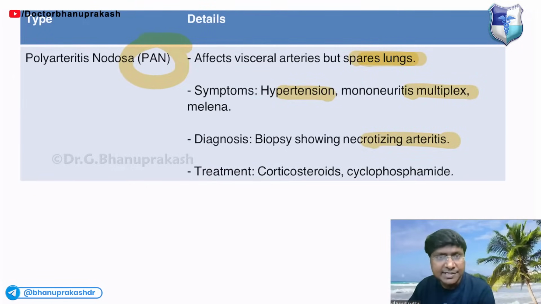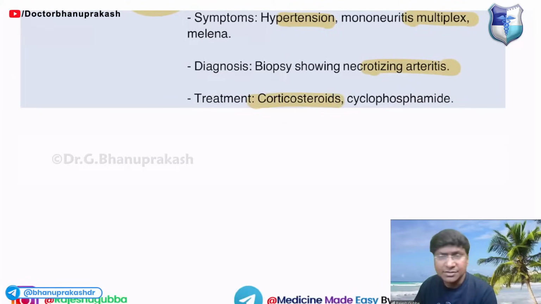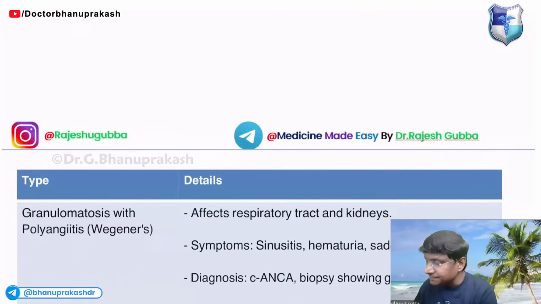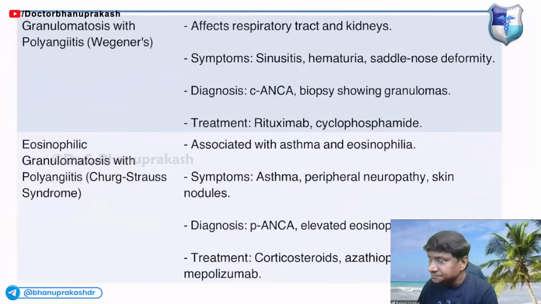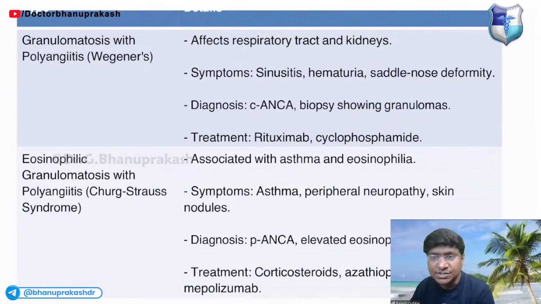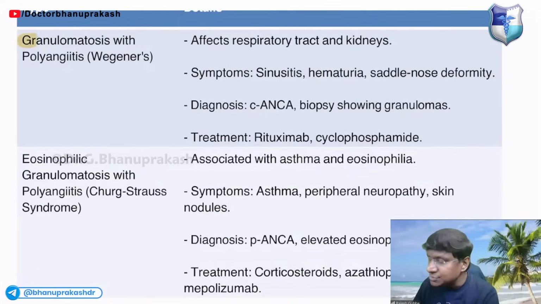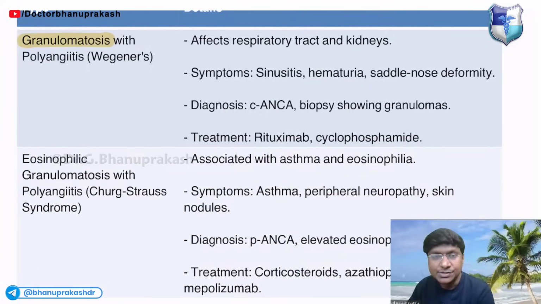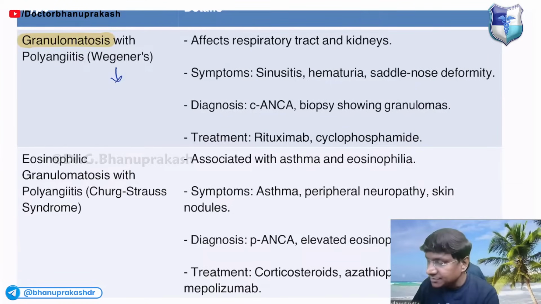How do you treat polyarteritis nodosa? It's an inflammatory condition, an immune-mediated disorder. Corticosteroids should be given, as well as cyclophosphamide. Okay. And another important vasculitis is small vessel vasculitis, that is Wegener's and Churg-Strauss. Another name for Wegener's is granulomatosis with polyangiitis. And in Wegener's, you have a triad. What is the triad?